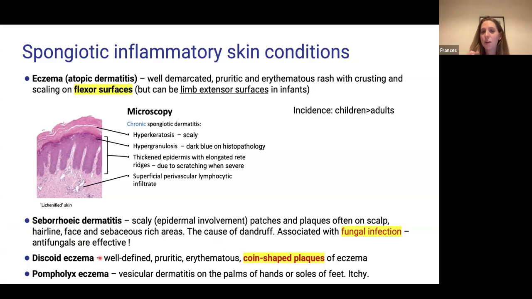Discoid eczema is essentially eczema. It's just that it's happening in very well-defined coin-shaped areas, and again, very itchy. And then pompholyx eczema is eczema that's happening on the palms of the hands or the soles of the feet. And this tends to be quite vesicular. So you basically have these little vesicles that form on the skin of the palms and the soles, and it's really, really itchy. It's very intensely itchy.